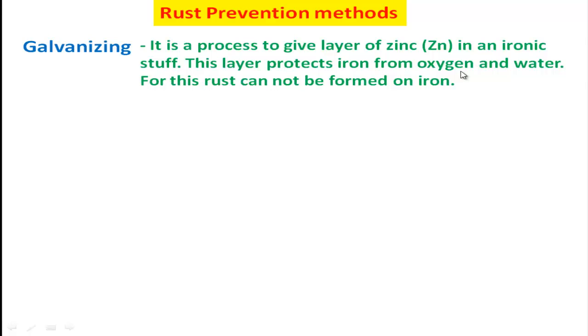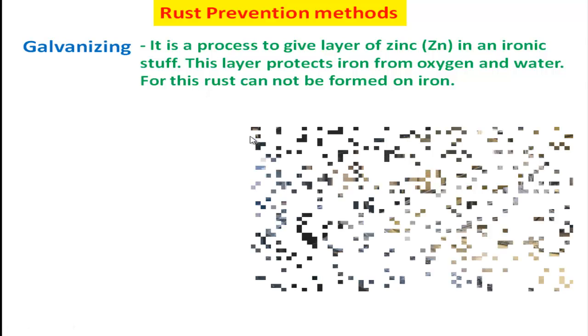This layer protects iron from oxygen and water. For this, rust cannot be formed on iron. That means this is the coating of zinc. You have to remember, this is the coating of zinc on iron stuff, and this process is known as the galvanizing process. Now how is it done?